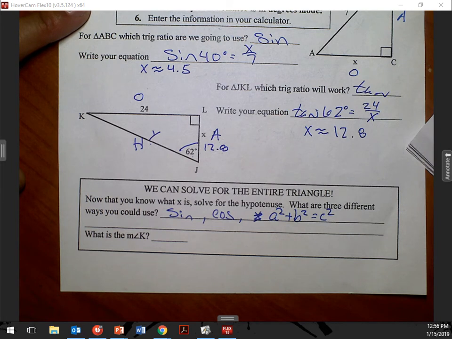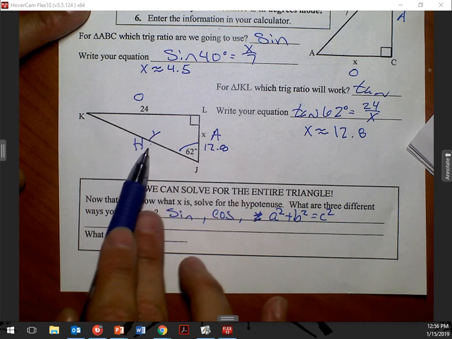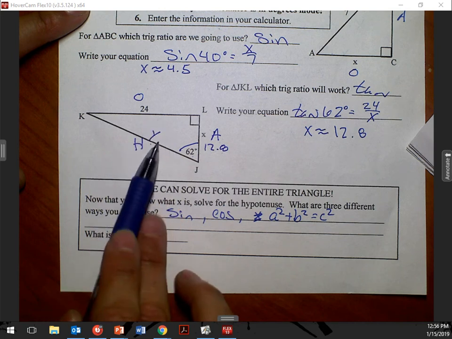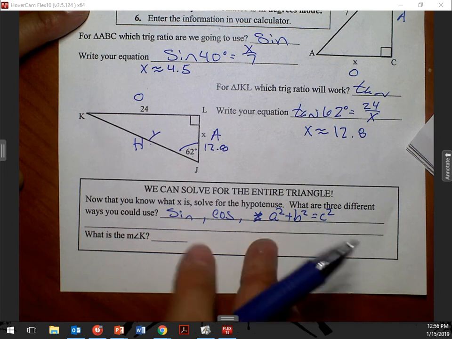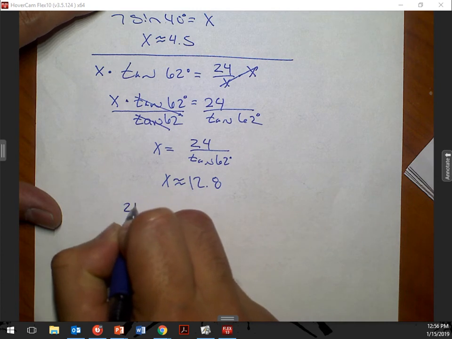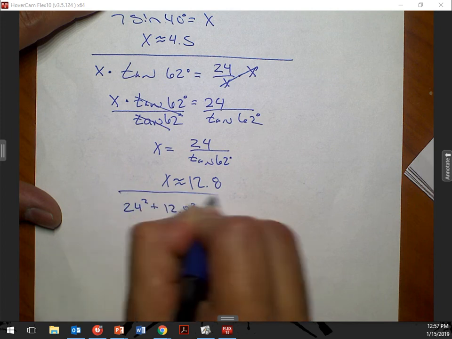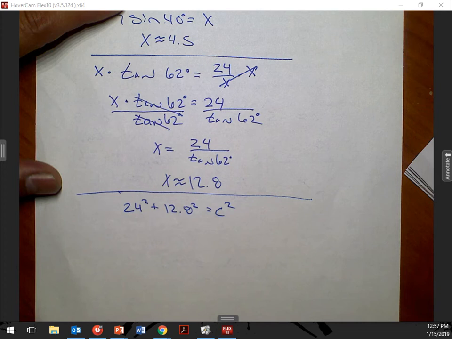Now, I'm going to use Pythagorean Theorem on this one. So I know that this is 12.8, this is 24. So what letter of my Pythagorean Theorem would this one be? That one's my C, right? Let's try Pythagorean Theorem on this one. So we say that it's going to be 24 squared plus 12.8 squared equals C squared, right? My missing side, the hypotenuse of that triangle.